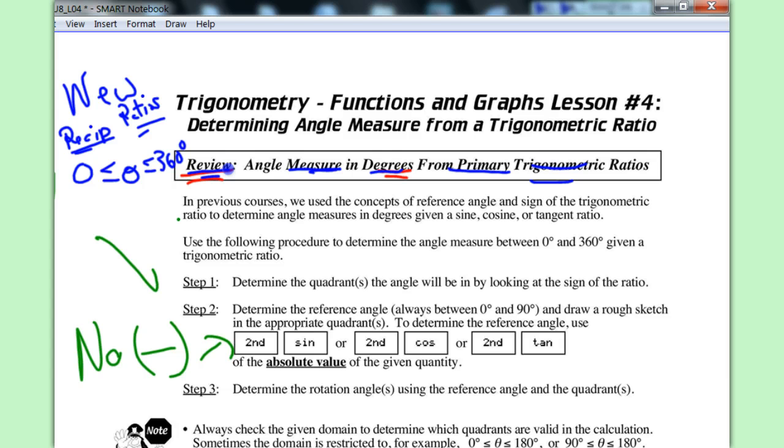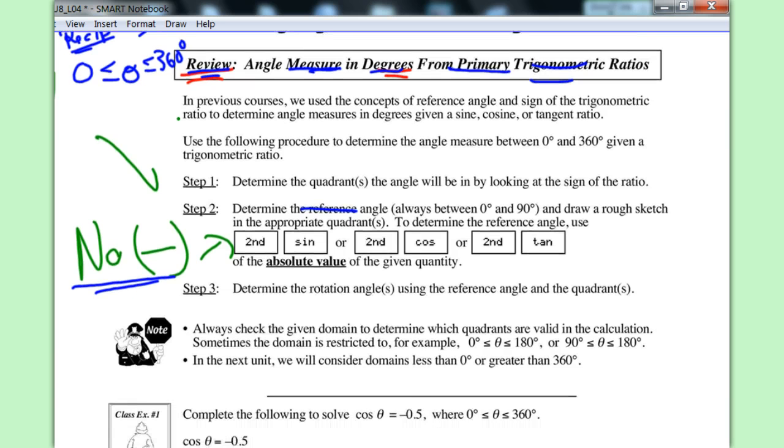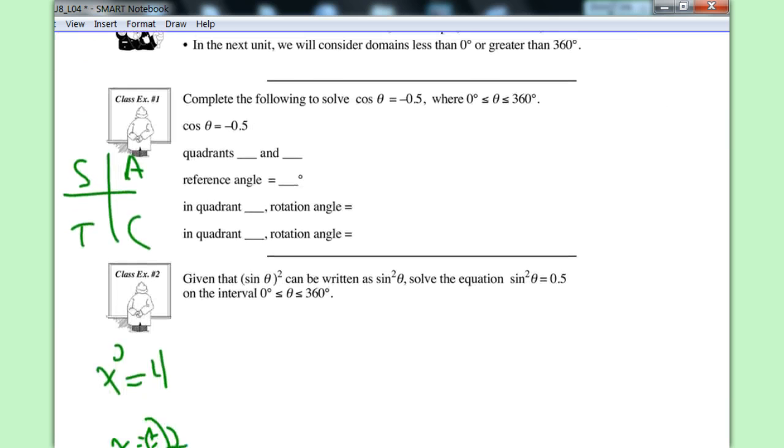The only thing to remember is that it is never a good idea to plug in negatives when you're trying to find angles. You're always going to find the reference angle and then use that to find out the rest. So I'm just going to jump right into solving some questions like you would have done in Math 20. You can follow that procedure or the ones that you had from your Math 20 notes.